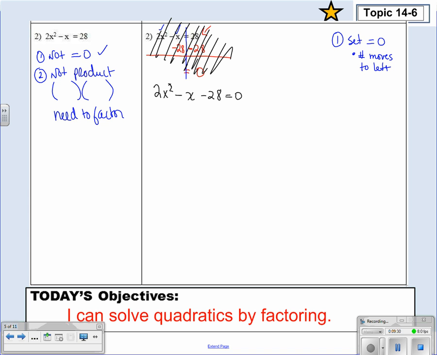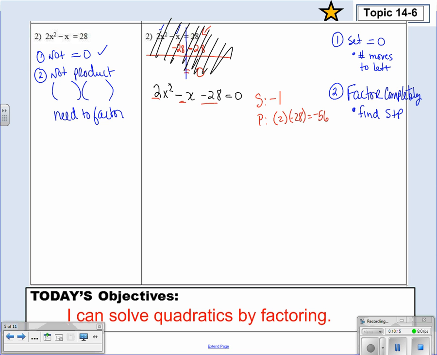Now in order to get our equation to look like a product, that means we need to factor. So let's recall what we do by factoring. So we need to factor completely. And in order to factor completely, we have to find our S and our P, which are the sum and the product. So looking at the equation, the sum comes from the number in front of the x, that's a -1. The product comes from multiplying our first and our last term together. So we have 2 times a -28, and 2 times a -28 is a -56.